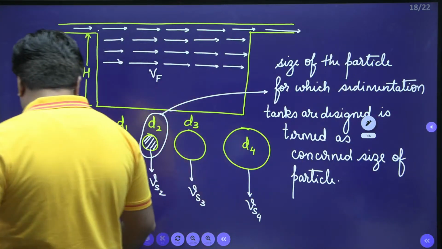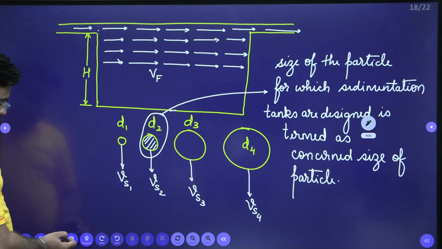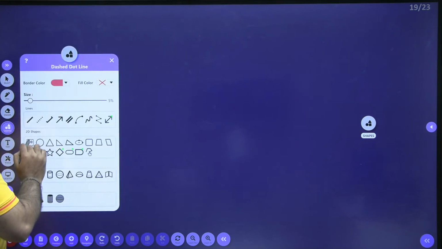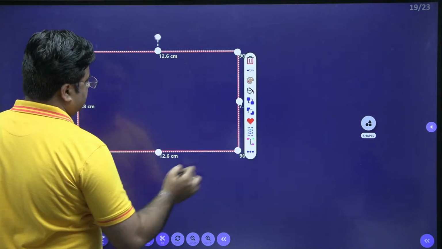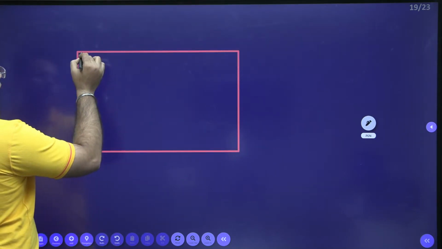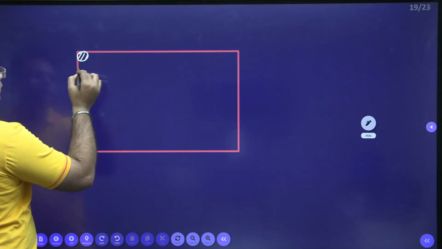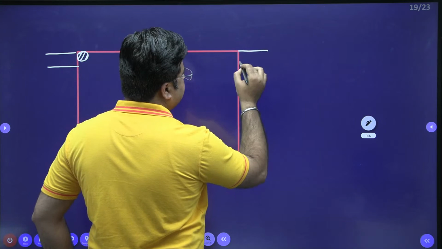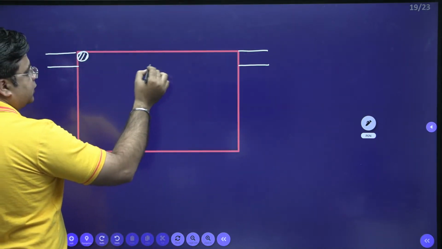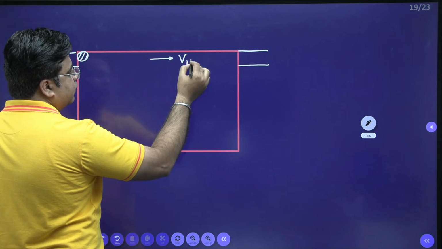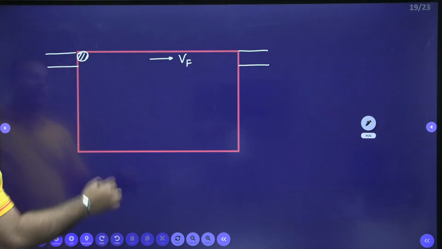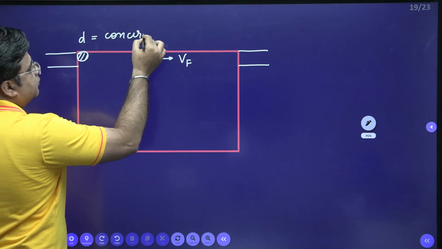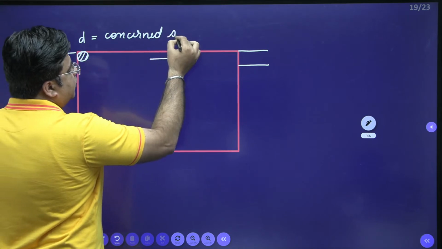So if we are designing this tank with respect to this concerned size of the particle, this is my tank like this. This is the entry point from where the solids are entering, and this is the exit point of water. Water is flowing with the horizontal velocity Vf. This is the size of the particle. Say this size is d, which is the concerned size of the particle.